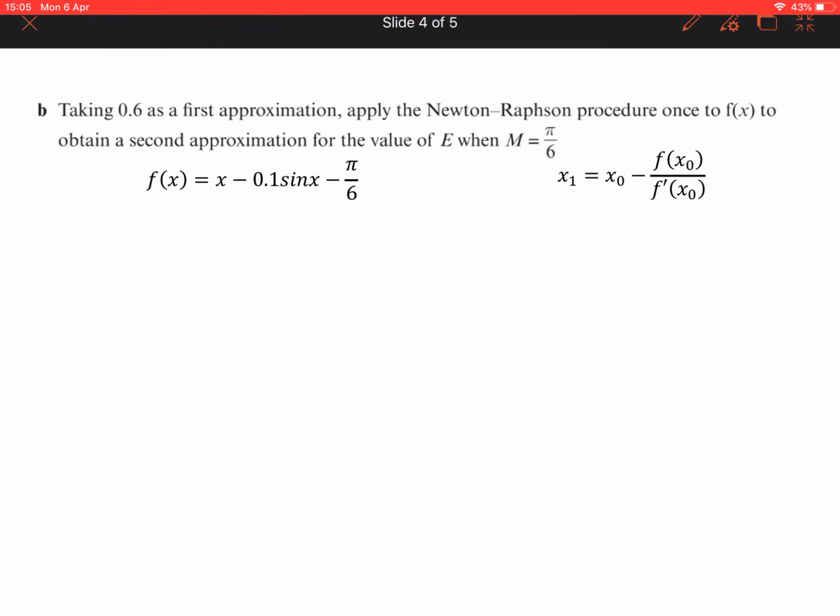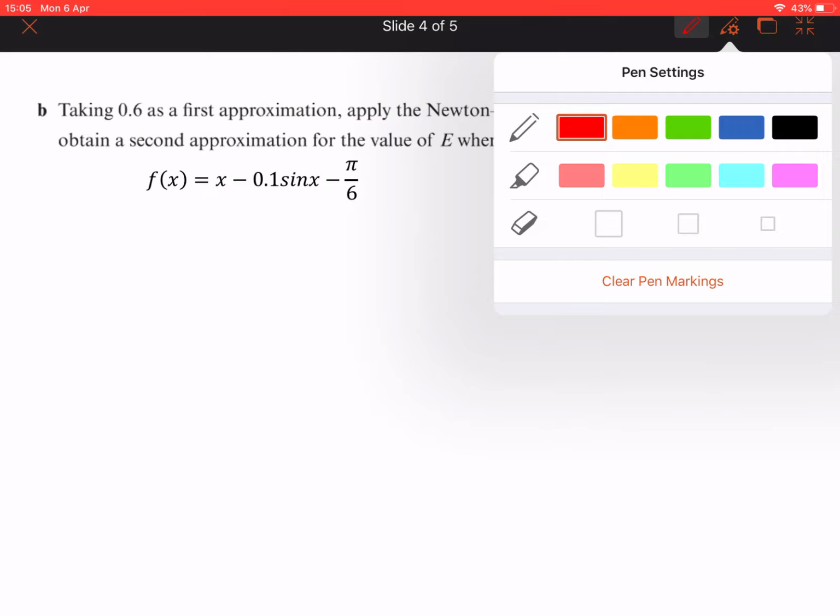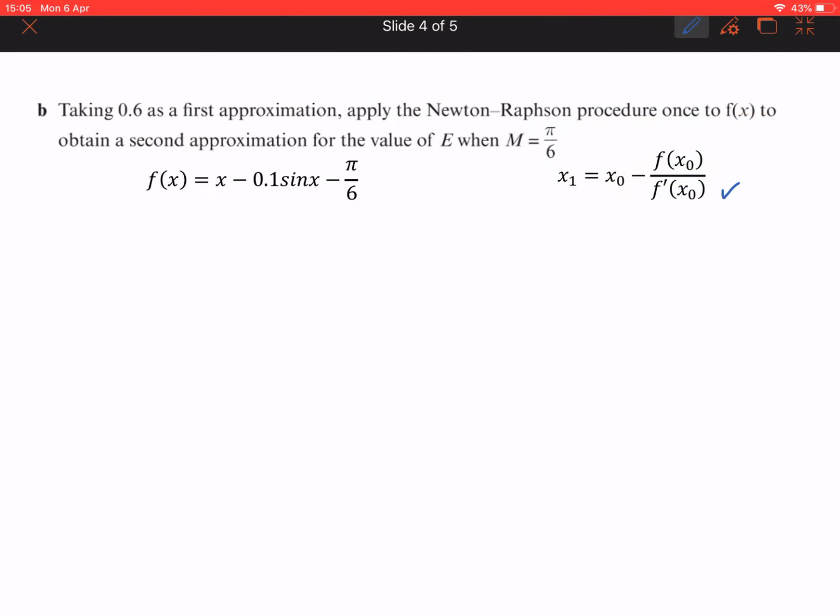So what I now need is the derivative in order to work with this formula. So f dash x is, if we differentiate x we get 1, we differentiate sine x we get cos x, and I've got to multiply by 0.1. We differentiate negative pi by 6, I get 0. So that's f dash x: 1 take 0.1 multiplied by cos x.